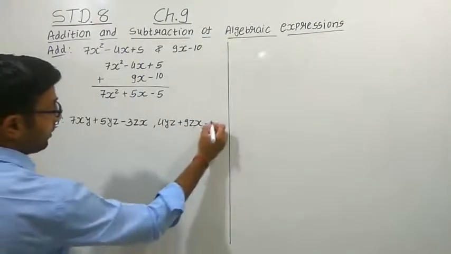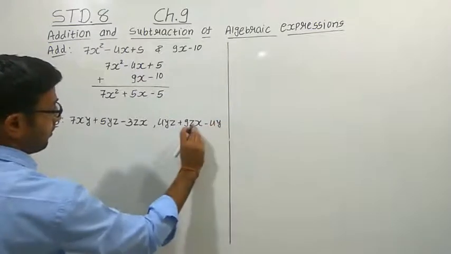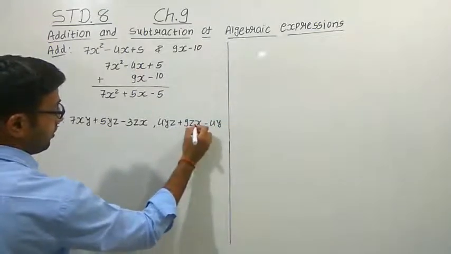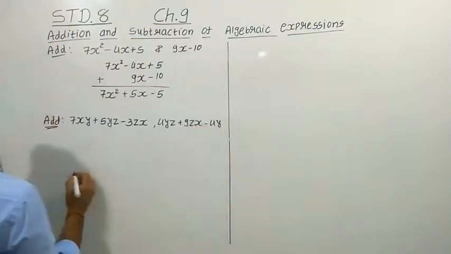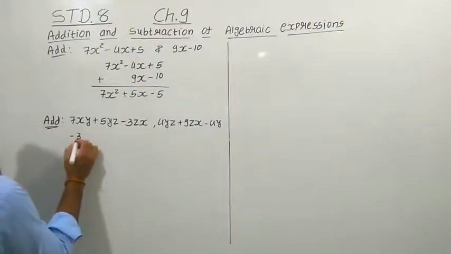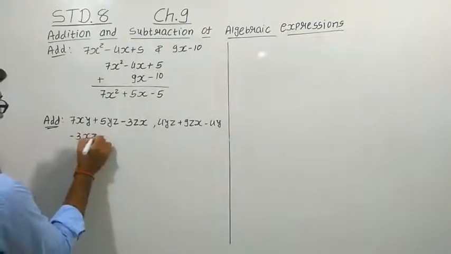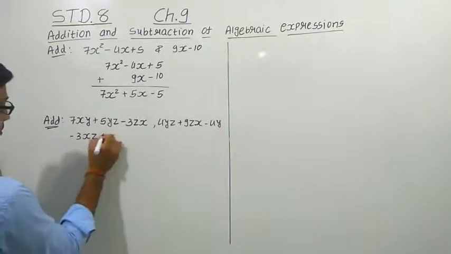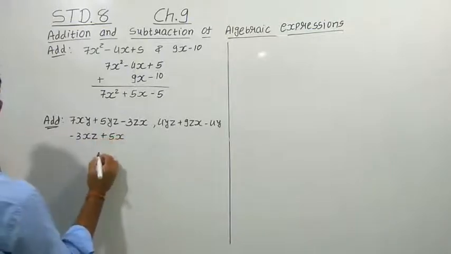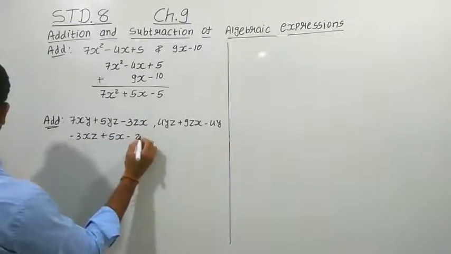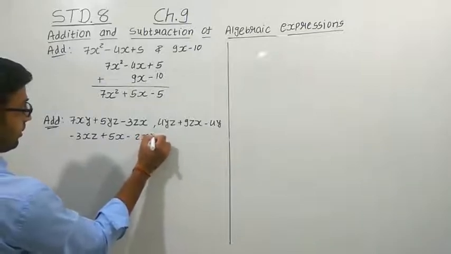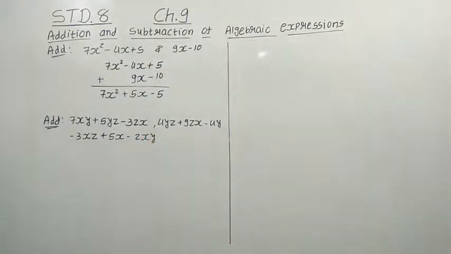9zx minus 4y. And the third one is minus 3xz plus 5x minus 2xy. So these three expressions are there.